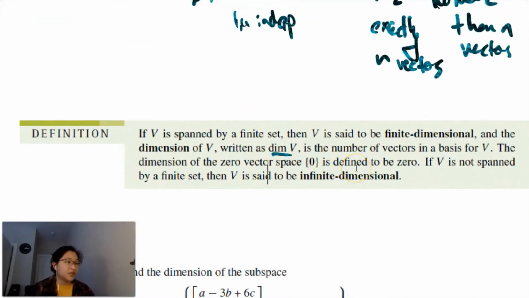Okay, but the dimension of the zero vector space is going to be 0, so it's possible for the dimension to be 0. And if our vector space V isn't spanned by a finite set, then we call V infinite dimensional. But the dimension we write as dim V.